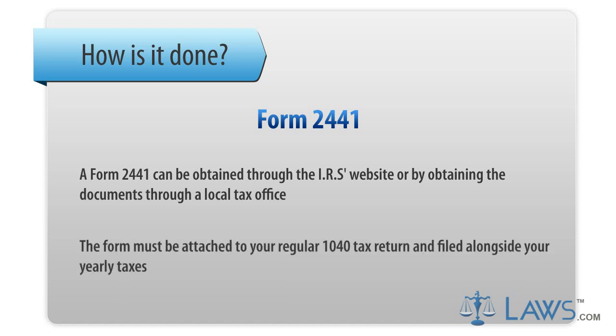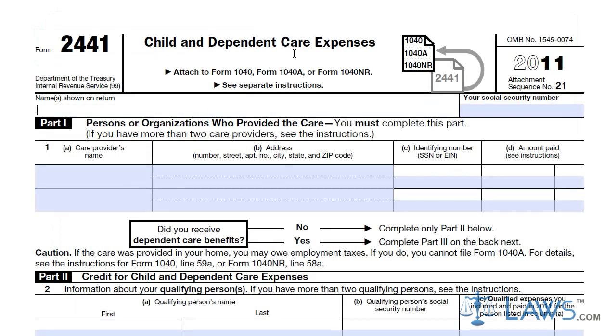The form must be attached to your regular 1040 tax return and filed alongside your yearly taxes. For Part 1, you must include your name or the organization that is caring for the dependent. Provide your name, address, taxpayer identification number, and amount paid. If you did not receive dependent care benefits, you must fill out Part 2. If you did receive dependent care benefits, skip Part 2 and move on to Part 3.